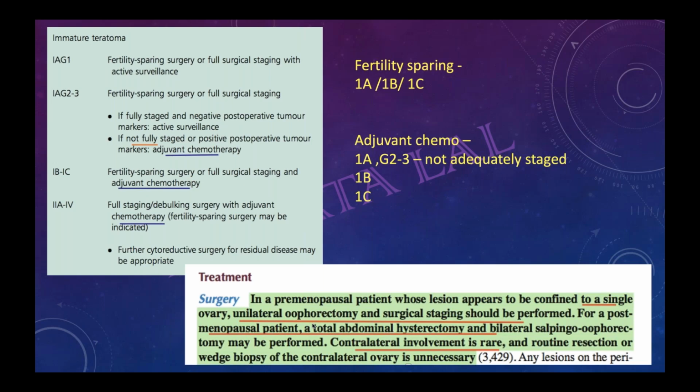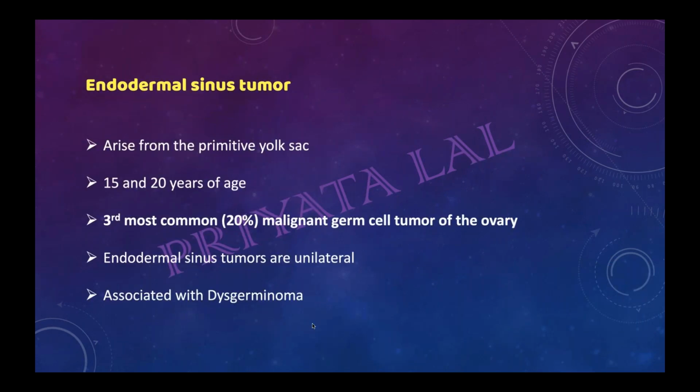So in infertility preserving surgery, for any woman, they never take a biopsy from the other ovary; they just do an assessment of it. Okay, so this is all about the treatment of immature teratoma. It is highly malignant. Now third is the endodermal sinus tumor.